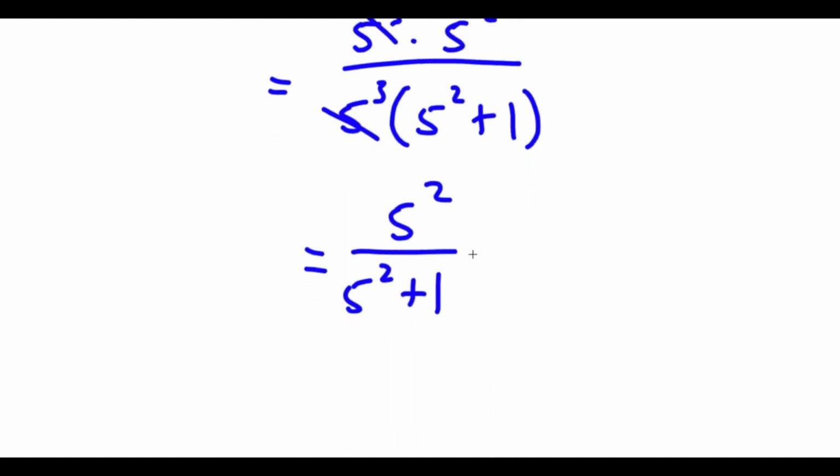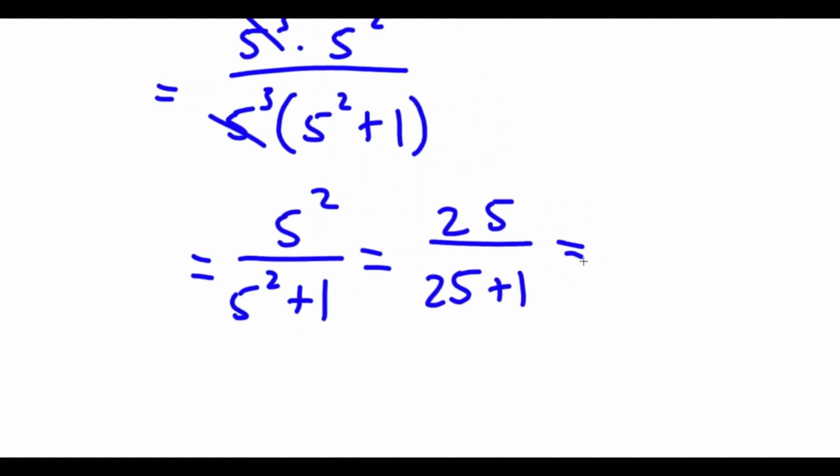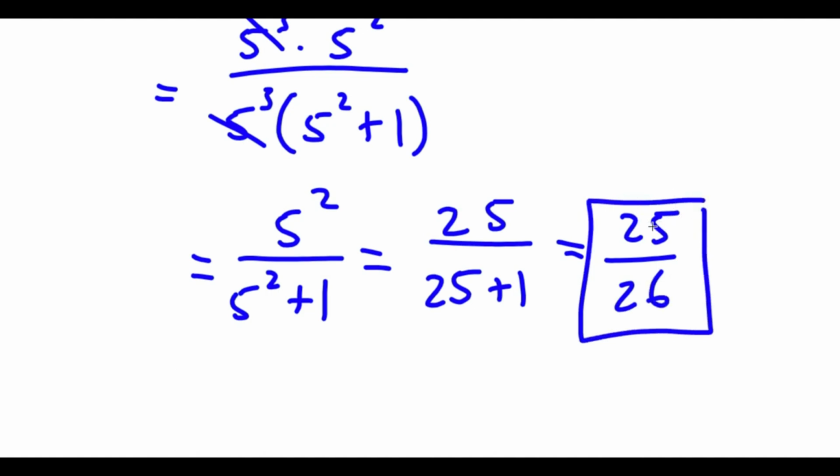Now 5 to the power of 2, this is equal to 25, over 5 to the power of 2 plus 1, this is 25 plus 1. 25 plus 1 is 26, so I have 25 over 26. And this is my answer.